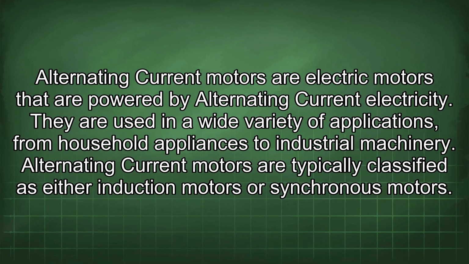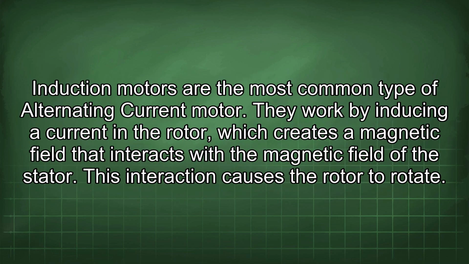Alternating current motors are electric motors that are powered by alternating current electricity. They are used in a wide variety of applications, from household appliances to industrial machinery. Alternating current motors are typically classified as either induction motors or synchronous motors. Induction motors are the most common type of alternating current motor. They work by inducing a current in the rotor, which creates a magnetic field that interacts with the magnetic field of the stator. This interaction causes the rotor to rotate.